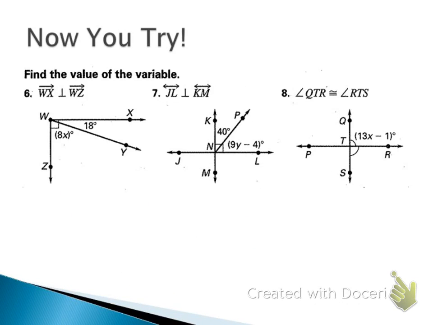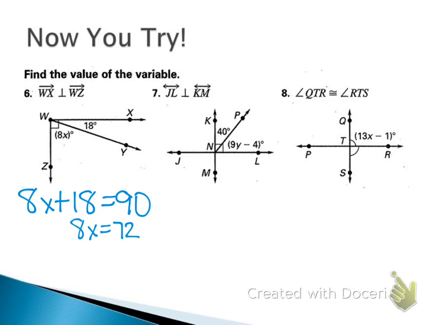All right, again, these are not anything terribly new, just a different context. What do we know about the two little angles on number 6? They're complementary, which means they add up to 90. So that's what we're going to do. 8x plus 18 equals 90. We solve this just like we would in Algebra 1. Subtract 18. 8x equals 72. And then divide. So x equals 9.